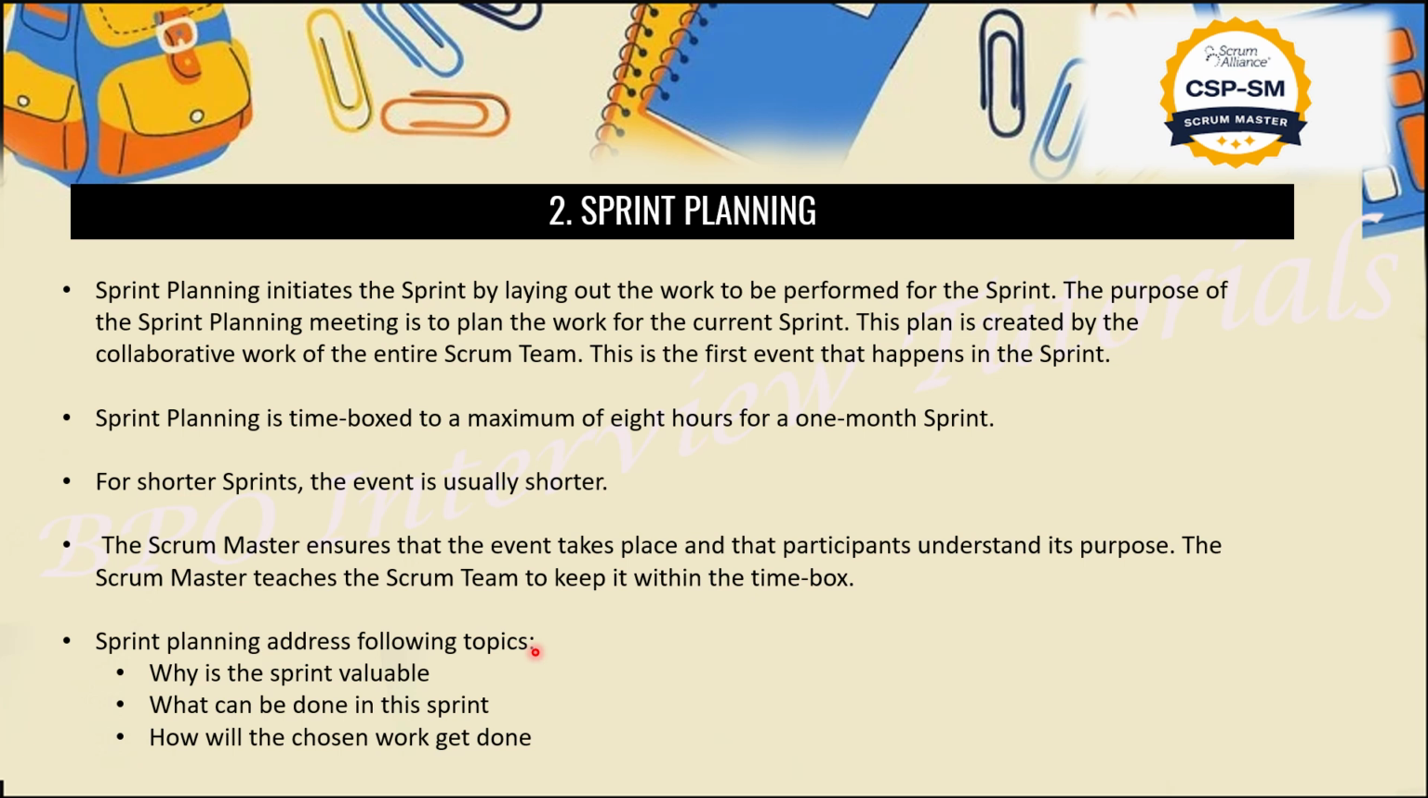The main work of the Scrum Master is that they shouldn't delay anything, and they keep track of everything with the developer team, the progress and everything, so that they understand whether everything is completed within the given timeline or not. Next, sprint planning addresses the following topics.